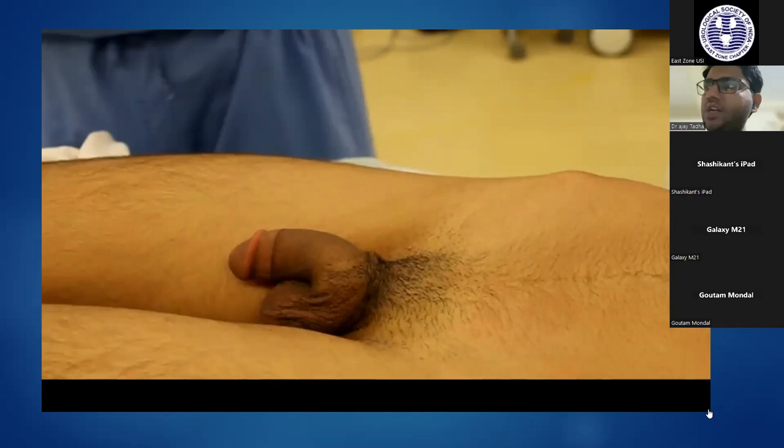Superficial inguinal pouch. Sir, it is superficial inguinal pouch. So fissure to abdomen. Good. Rectus abdominis muscle.